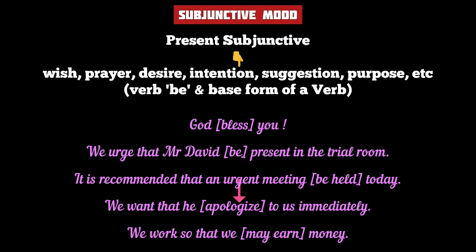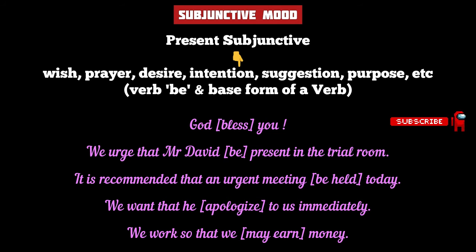But as I said earlier, we only use the base form of a verb in the present subjunctive mood. So even after the third person singular subject "he," we have used the base form of "apologize" and not the es or s form. Remember, the fifth form or the s form of a verb is used only in the indicative mood.